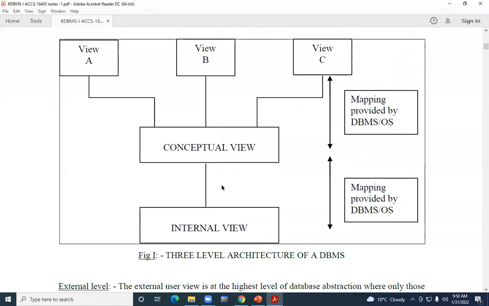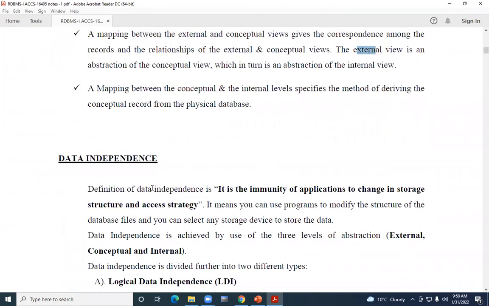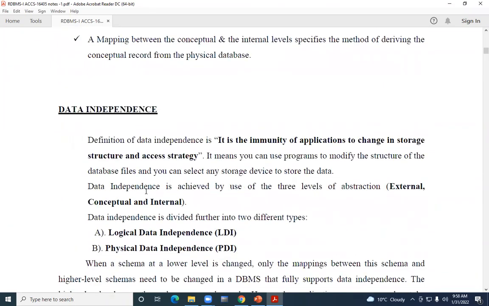Simply put, you can understand it like this: when some request is given by the external view to the conceptual view, it is taken care of by either the database management system or the operating system. This request is received and properly addressed by the conceptual view, which further gives a request to the internal view to bring back the requested data so that it can be shown to the various users at the external view.